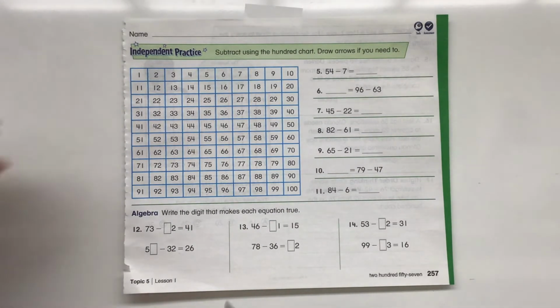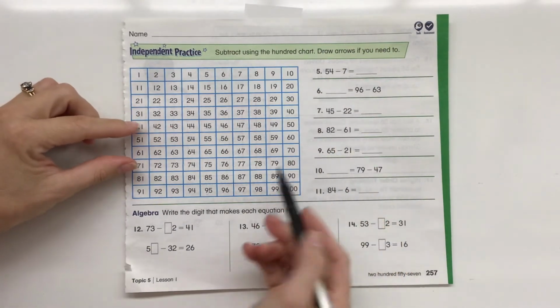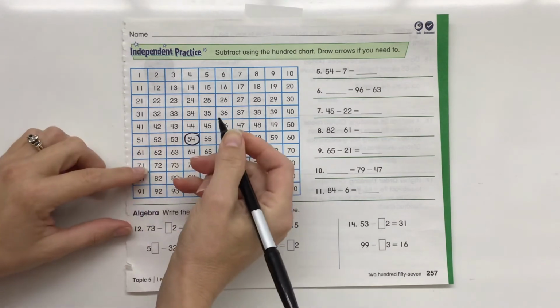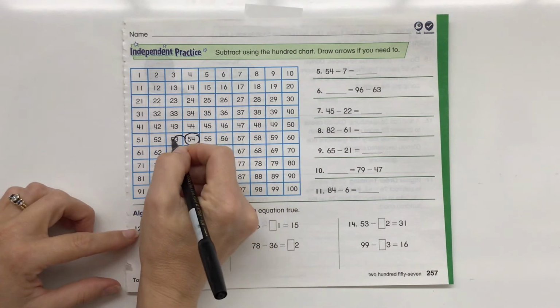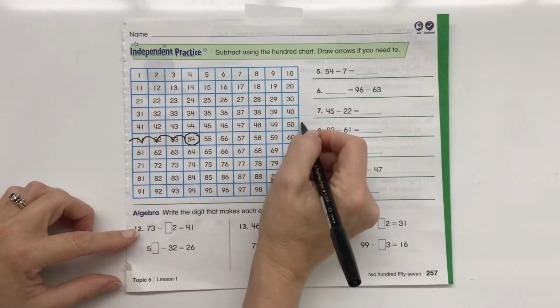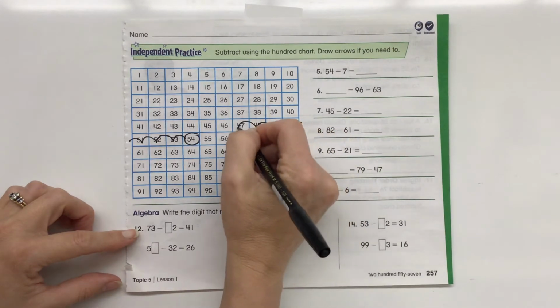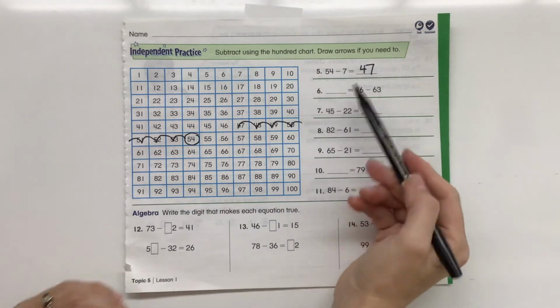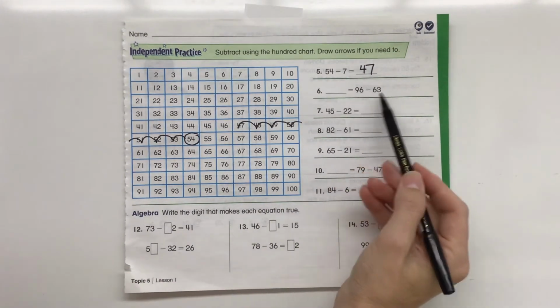All right, let's take a look at this. 54 minus 7. So I'm going to go 54 minus 7. Okay? 1, 2, 3, 4, 5, 6, 7. Puts us at 47.